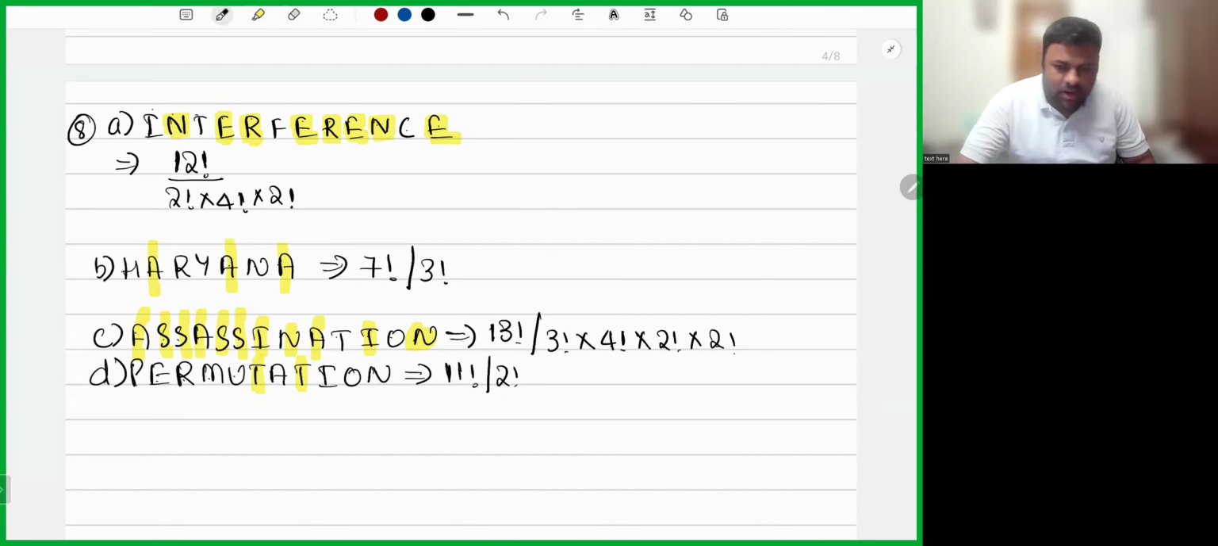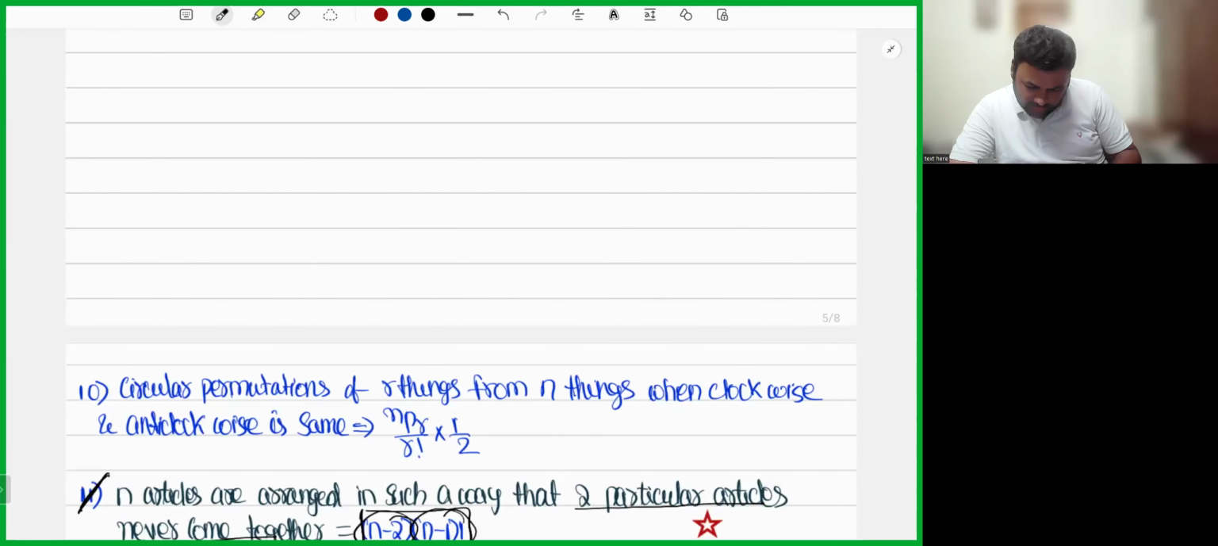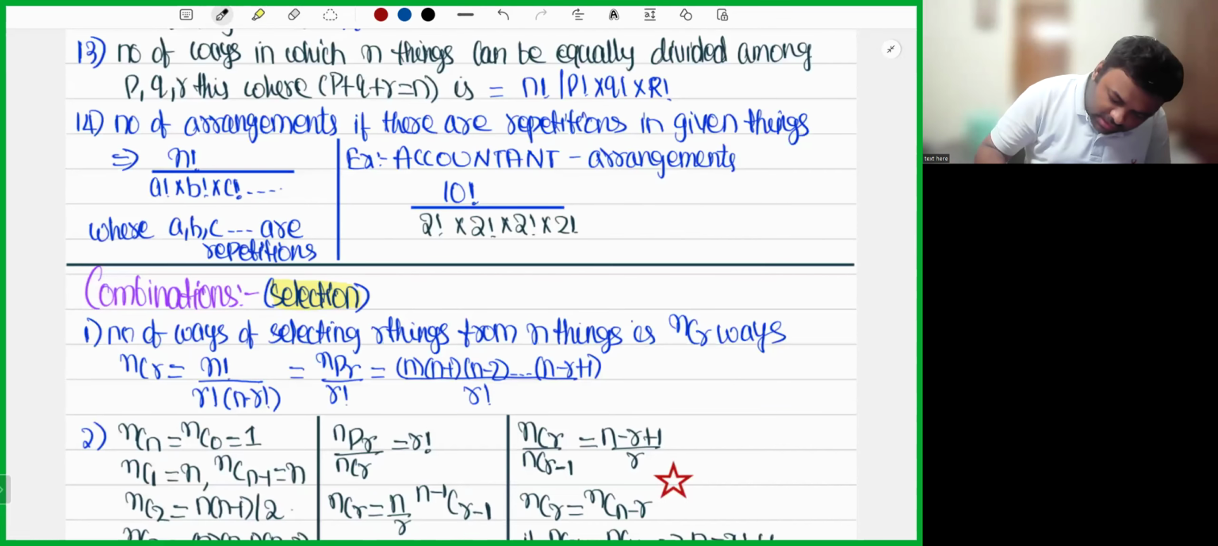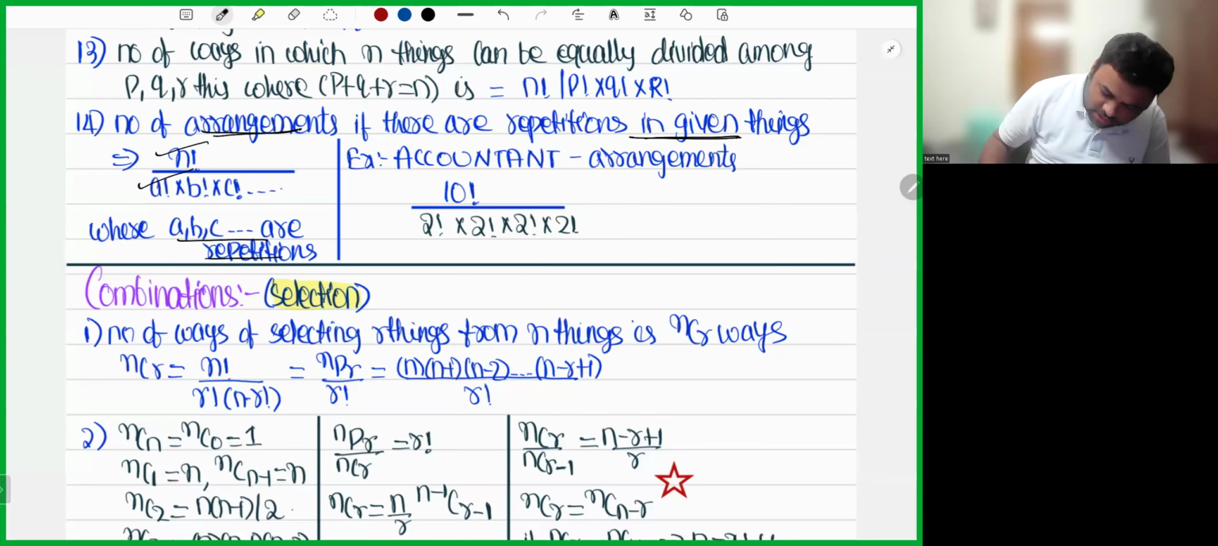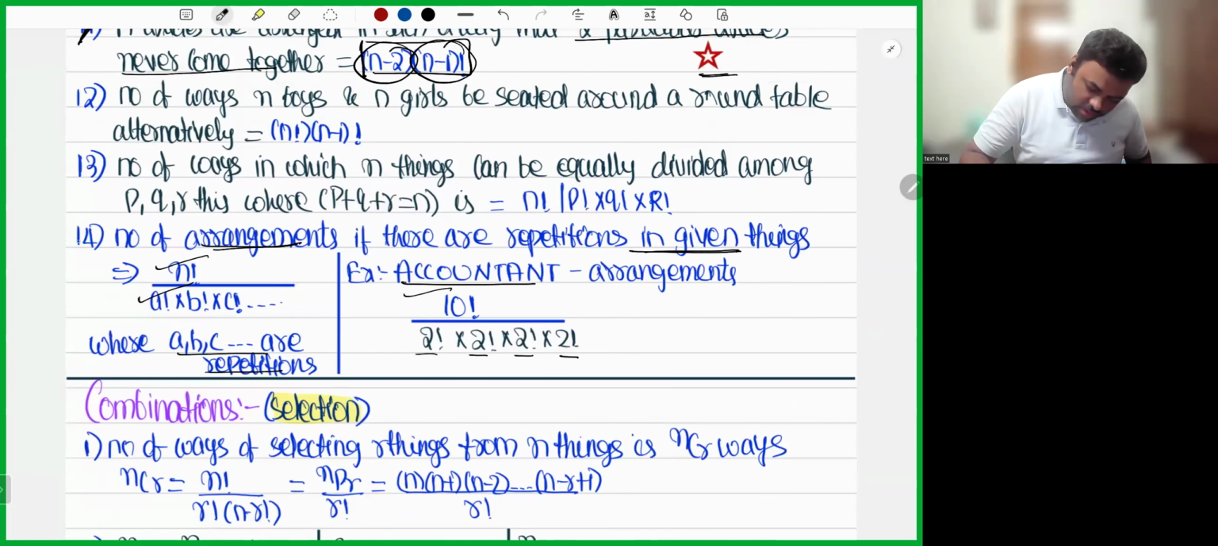So I hope it's clear, everybody, how to solve if repetitions are there. You will simply go ahead and divide by the number of repetitions. Number of arrangements, if there are repetitions in the given things, is n factorial divided by a factorial, b factorial, c factorial, where a, b, c refer to repetitions. Like accountant, 10 factorial by 2 factorial, 2 factorial, 2 factorial and 2 factorial. So I hope this point is also clear.